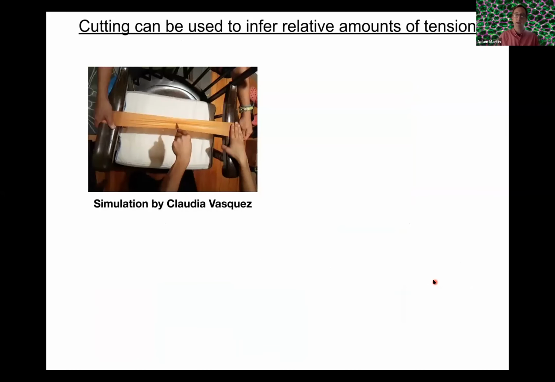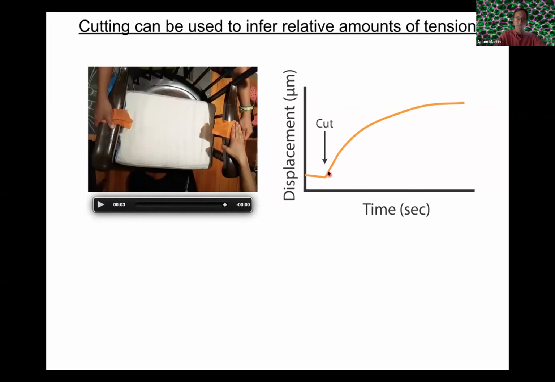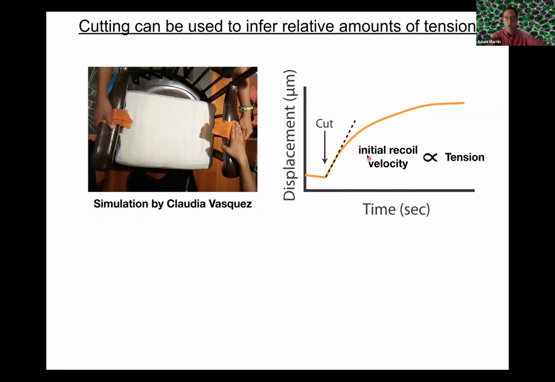So first I want to tell you about how we infer forces in tissues. And we use a method that conceptually is very simple. So if you consider this elastic band, if this elastic band is under tension and you cut it in the middle here, it should recoil. Here's a simulation by Claudia, where she showed how when she cuts it, the ends of the band recoil. And if you measured the velocity of the ends of this band, you could get some sort of displacement curve. And this initial recoil velocity is proportional to the amount of tension that was in that material. And there are a lot of caveats to this experiment, but to first approximation, this is a pretty good way to compare relative amounts of tension in the tissue.